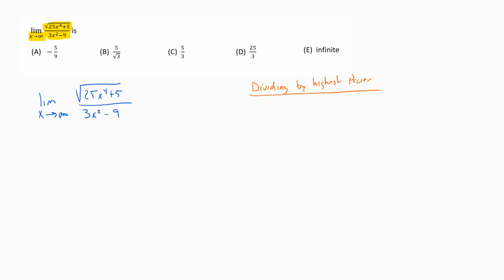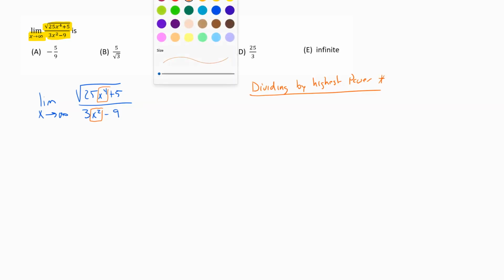When you look at a problem like this, though, the key issue here is how to compare things that are inside a square root to things that are outside a square root. So outside a square root, I can see an x squared right now. However, inside the square root, I see an x to the fourth. So which of those is the highest power of x?